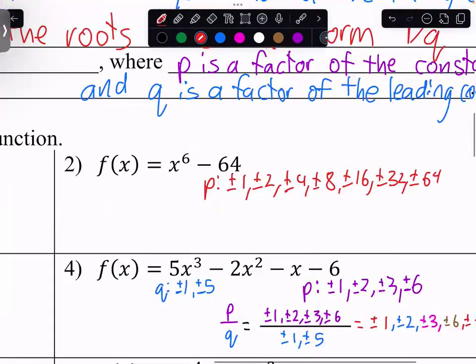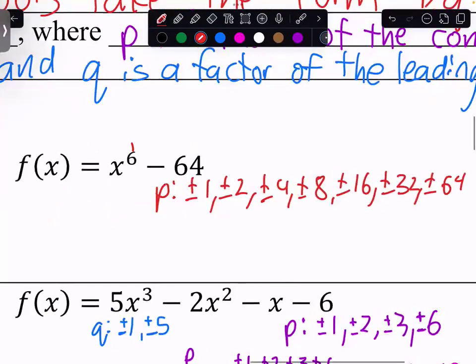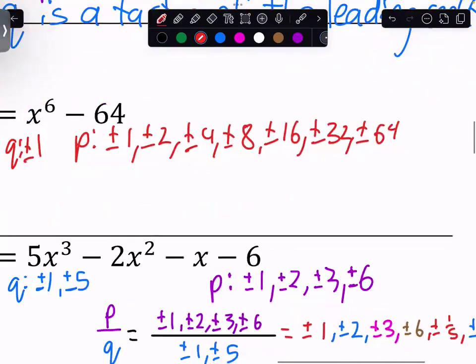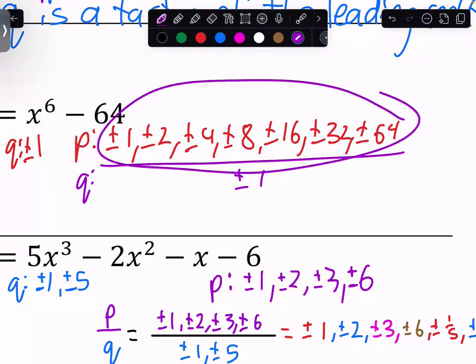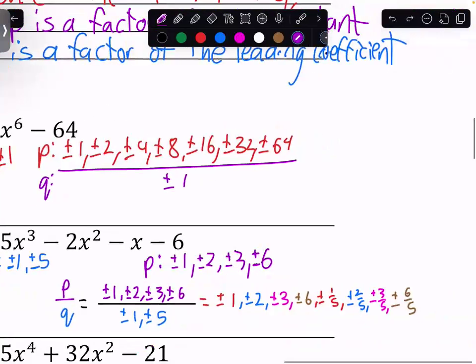Now the Q list, the leading coefficient is just an invisible 1. So in this case, the only possible denominators are 1 and -1. If you divide by plus or minus 1, it's going to stay the same, because we're already doing both plus and minus. So basically the P list is going to be the overall list.